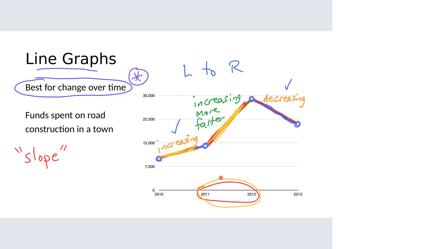Let me know if you have any questions on any of that. Oh, and please don't forget this highlight about line graphs. They're great for change over time because our eyes have a really good ability to see it went up again, it went down.